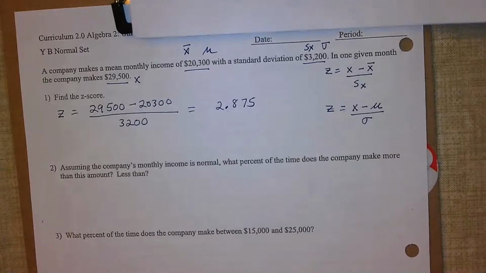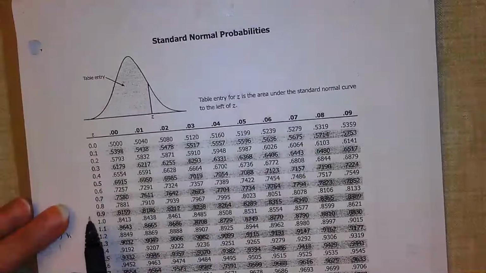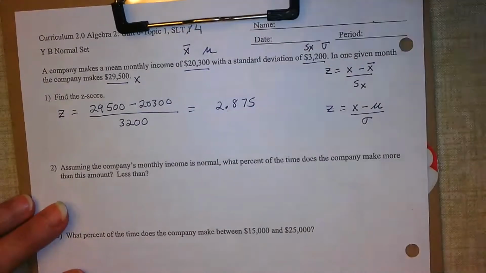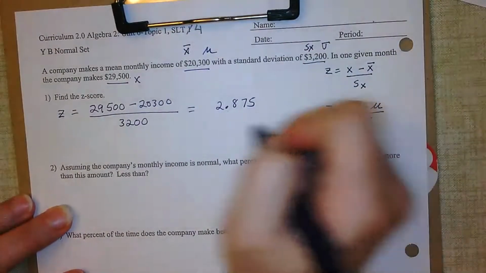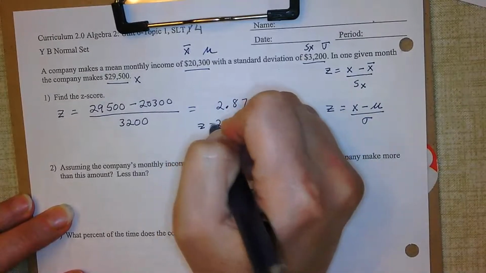Now, I want you to notice that when we look at this table, the values in the table only go to 2 decimal places. We're going to talk again about reading this table as a review. So I don't want to go to 3 decimal places. I want to make this 2.88, and that's going to be the z value I'm going to work with for this problem.